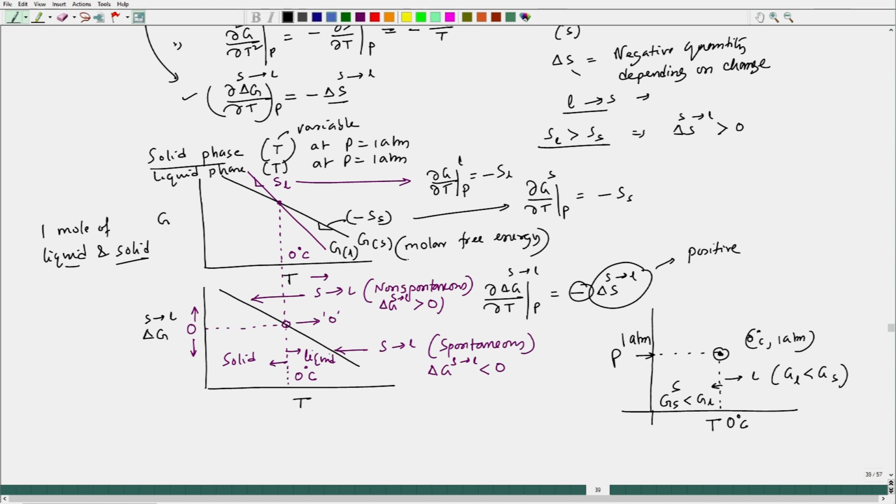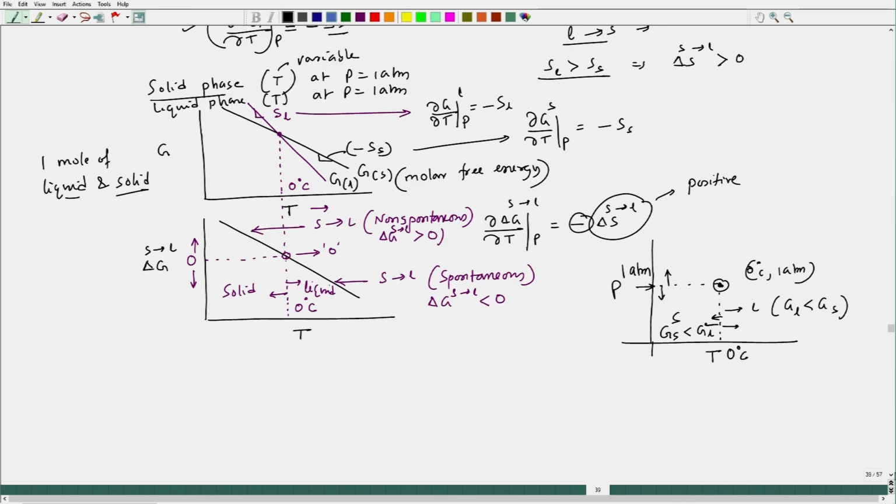Okay. Now, if I try to change pressure, let us say I change the pressure this way, and if I change the temperature this way or this way, what would happen to this point? Which way will it move? In order to see that, we have to bring in one more factor, since we have seen dG equal to V dP minus S dT. So, this equation we have to bring in.